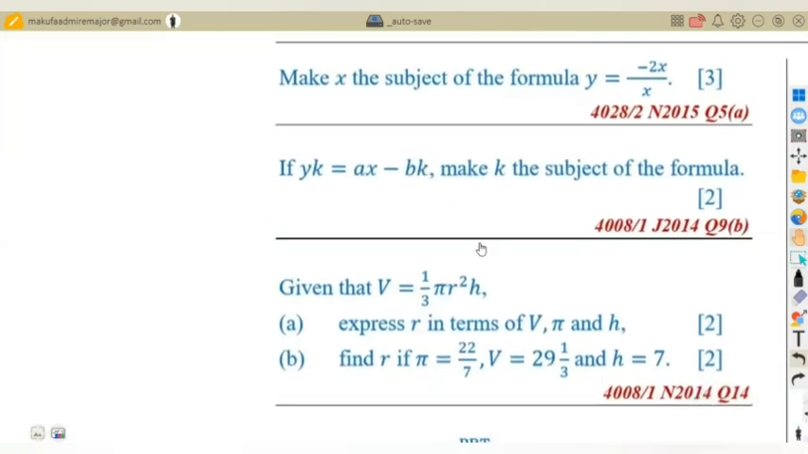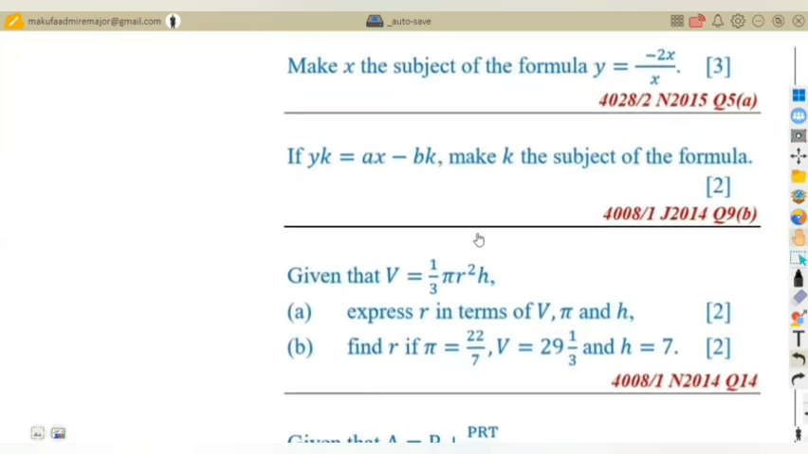On the other part, you're given make x the subject of the formula. I think on this one, there's something that we left here. There's supposed to be a p.